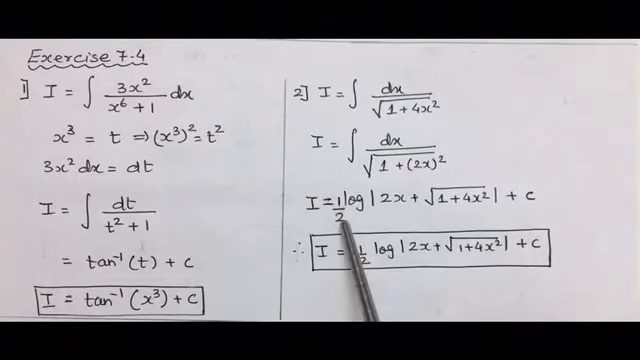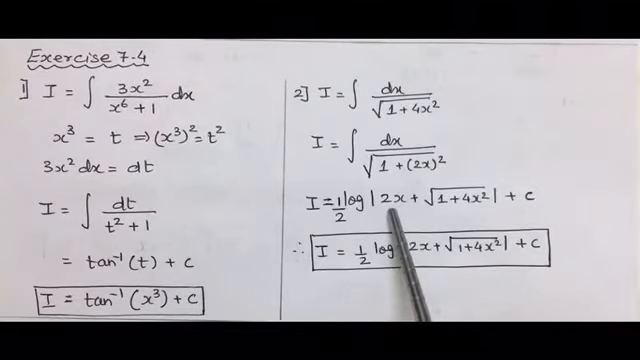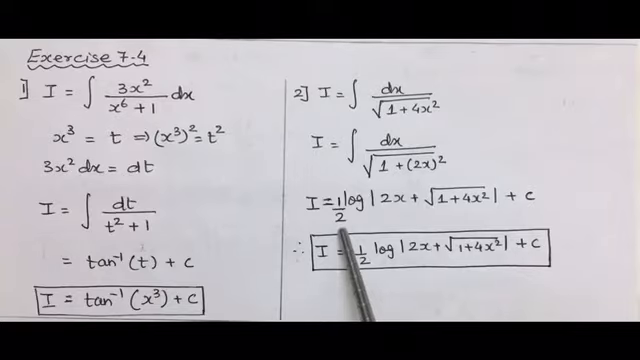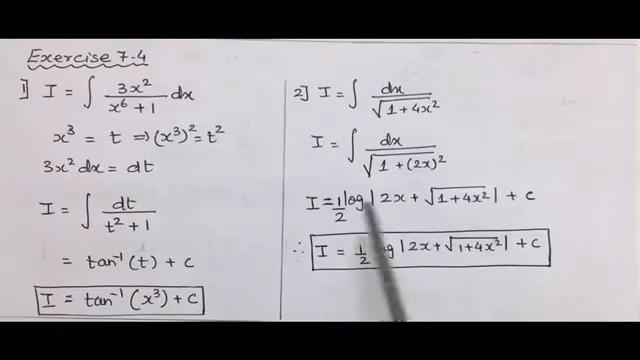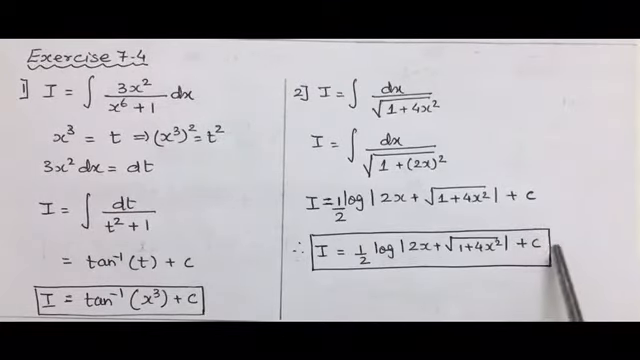Now this 2 is divided here. Reason is 2 is a coefficient of x which is to be divided. So 1 by 2 we write it outside as a coefficient of x plus c. So the final integration becomes 1 upon 2 log of mod 2x plus under root 1 plus 4x square plus c.